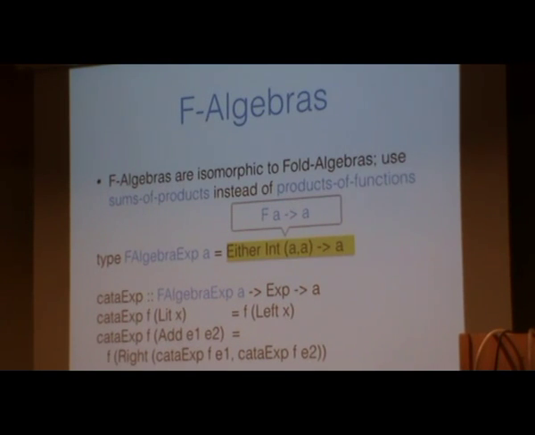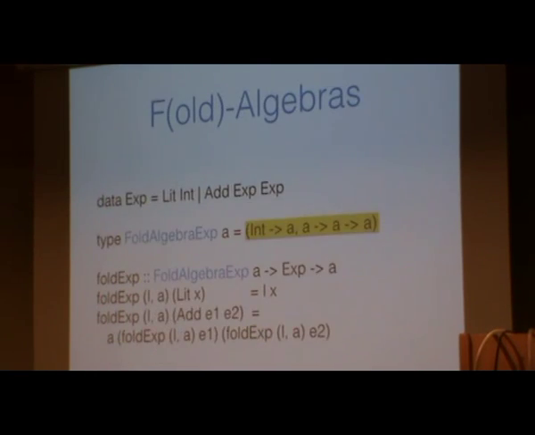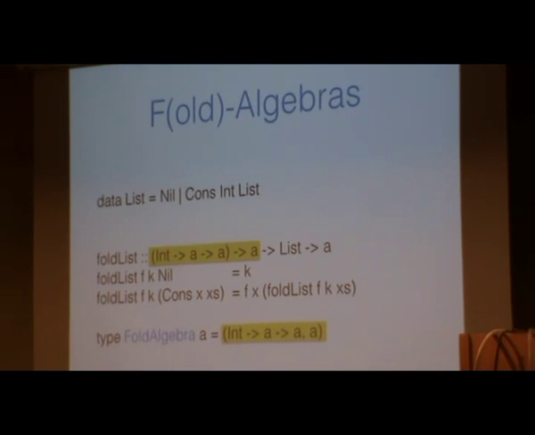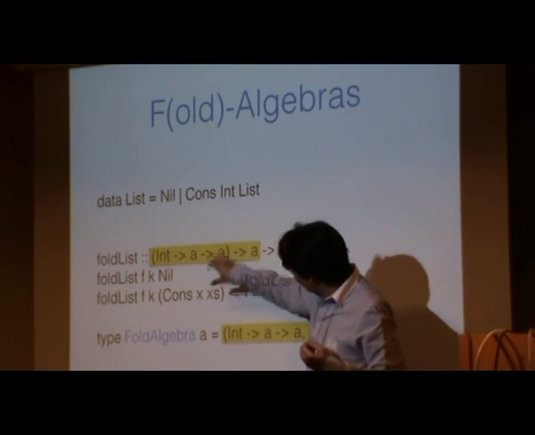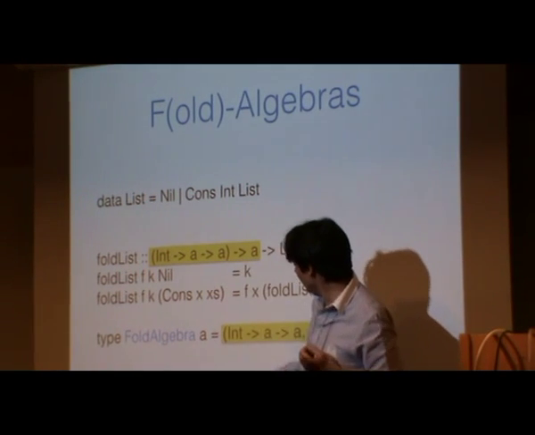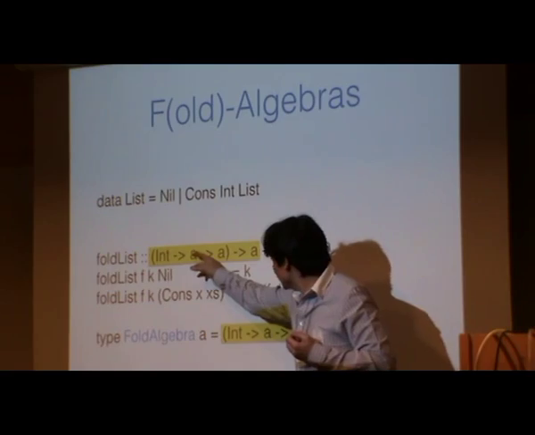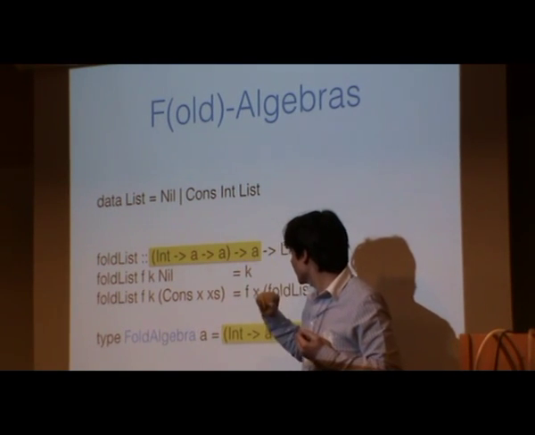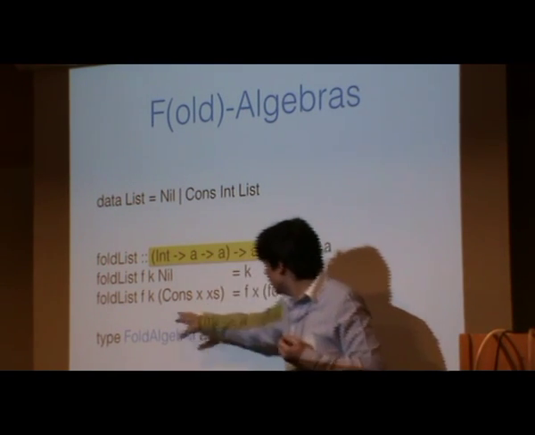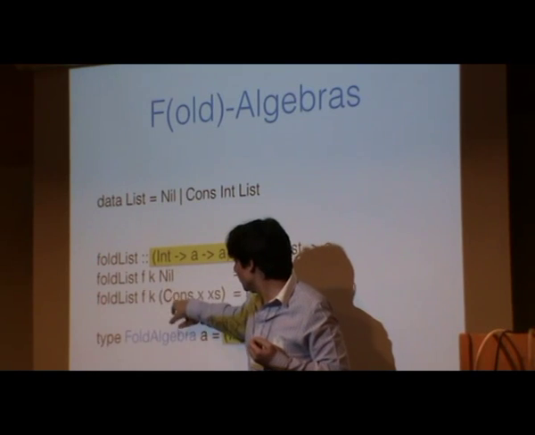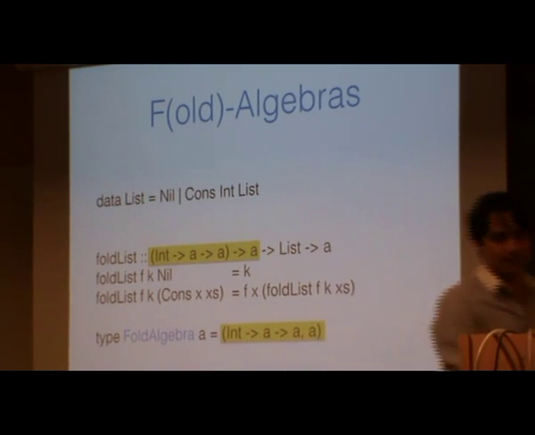And F-algebra is a variant of this fold algebra. So if you're familiar with Haskell's foldr, the interface that you use is this one. When you use foldr, you see something like this: you have a function here and another argument, and you use this function and this argument to replace these two constructors.